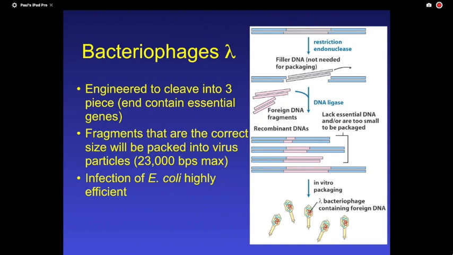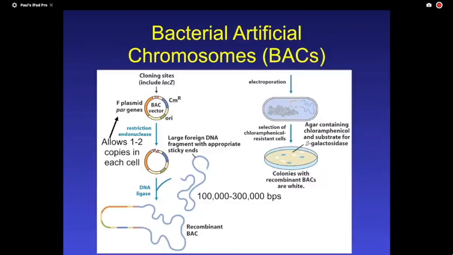They're not necessarily better or worse overall, but one might be better for a certain type of work and one might be better for another. All right, those are relatively small pieces of DNA. Sometimes we want larger pieces of DNA, somewhere in the 100 to 300 base pair range. That's a much bigger piece.